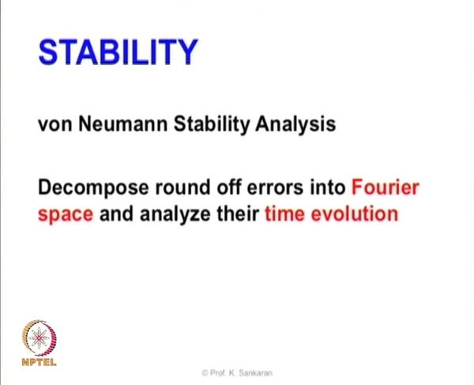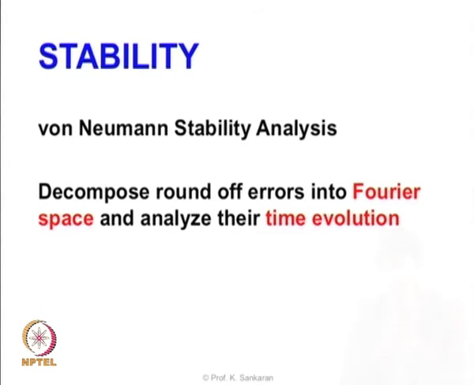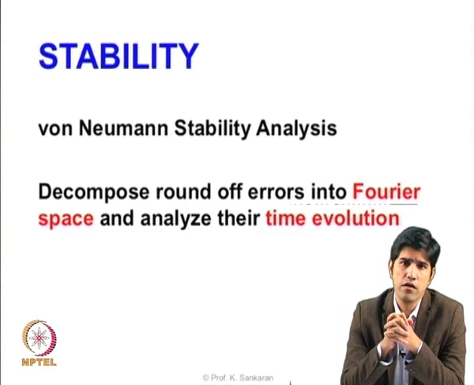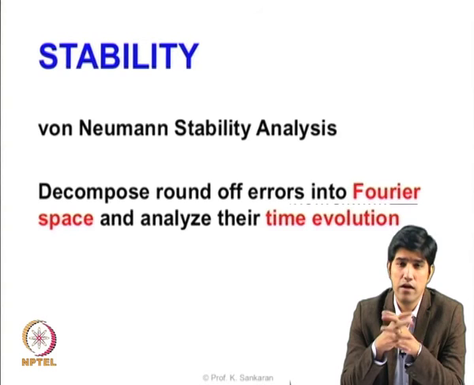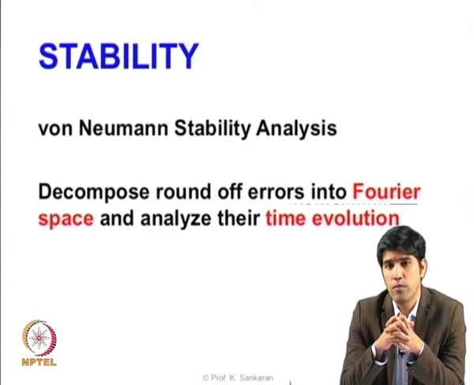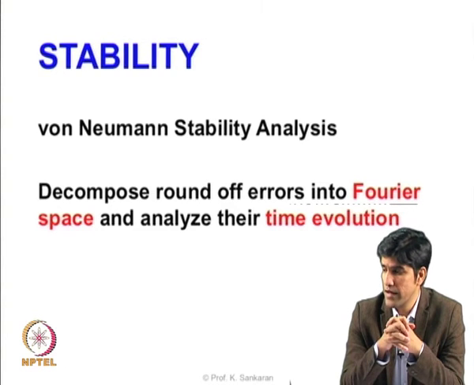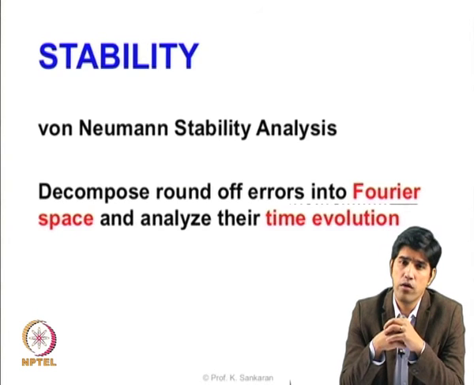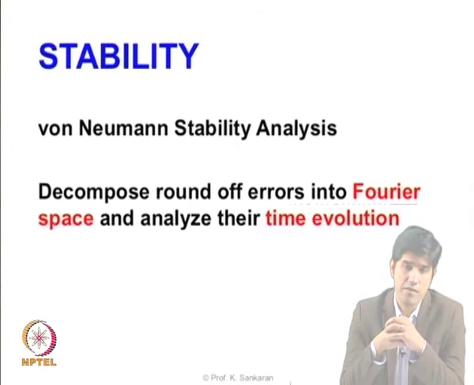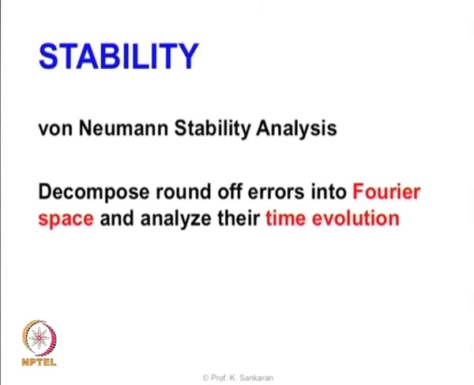There are other methods of looking into stability as such. One is due to a very famous Hungarian and American mathematician, von Neumann, who did excellent work in numerical methods and also in various other domains. He is truly a polymath in that sense. He contributed to stability analysis with a technique called von Neumann analysis, which essentially decomposes the round-off errors into Fourier space and analyzes their time evolution.